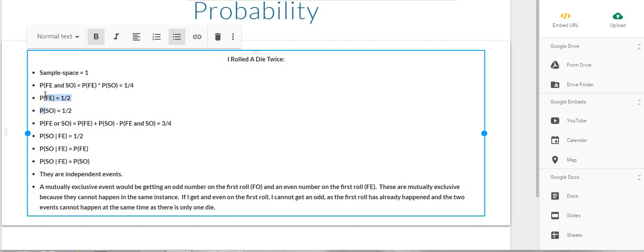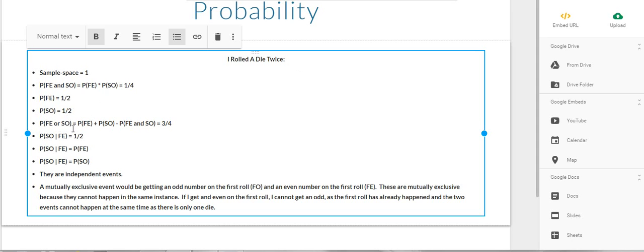Probability of getting an even on the first is 1/2, because 3 are even, 3 are odd. The probability of second odd is 1/2 because, again, 3 evens, 3 odds, it's 1/2, and there are no conditions. They're independent and everything, but we'll get to that later.